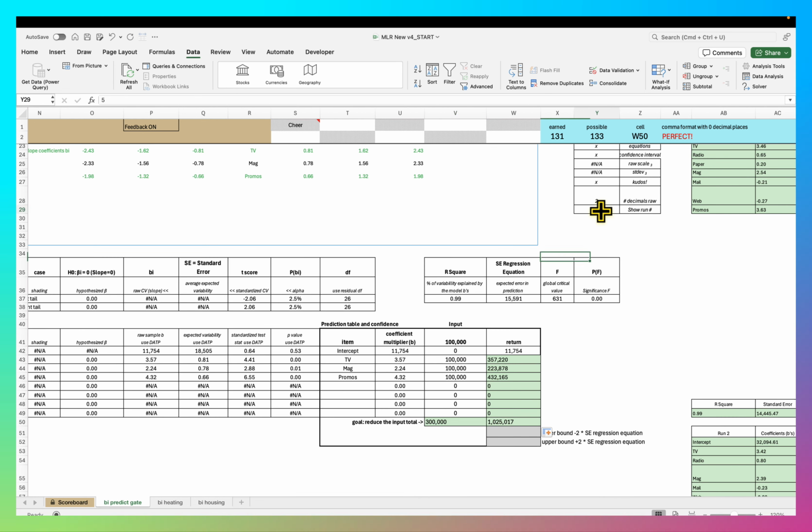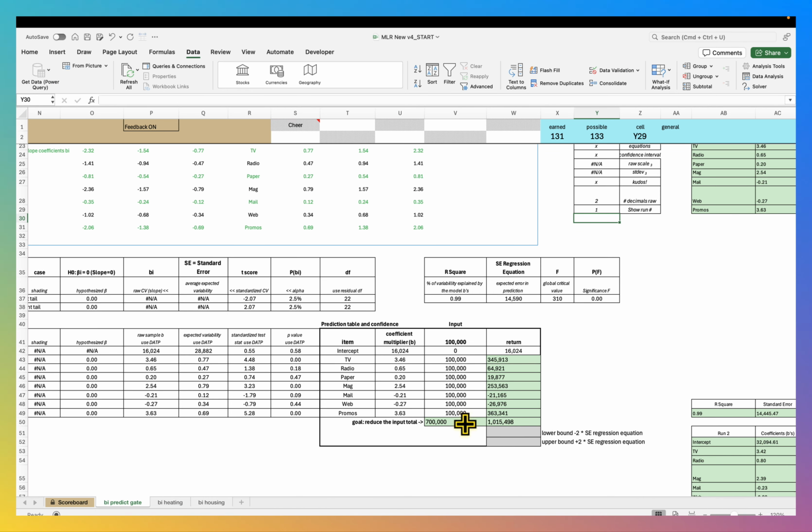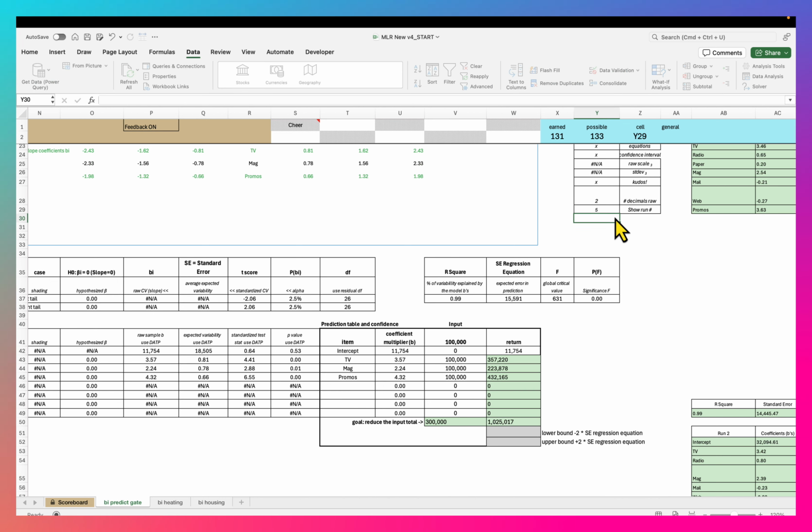If I briefly put this back to 1, you can see that in the beginning, had we spent $100,000 on everything, we would have spent $700,000 and made the same million. So it's much better. Put that back to 5. Much better to spend $300,000 and make $1 million than spend $700,000 to make the same million. Right? But this isn't a perfect prediction.